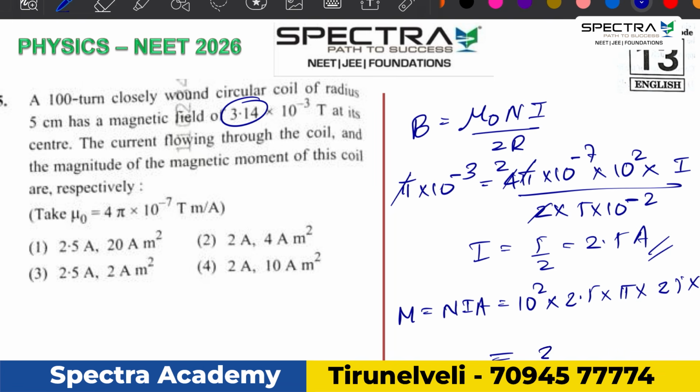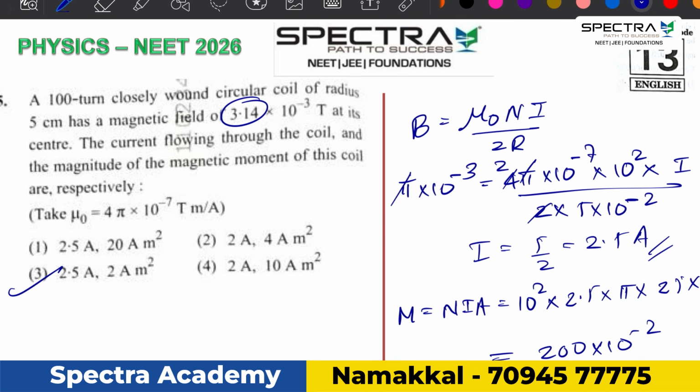62.5 into pi, approximately 200, into 10 power minus 2. So you will be getting 2 ampere. So option 3 will be the right answer, fifth question.